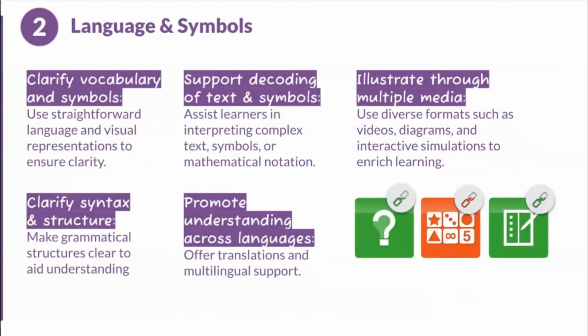In terms of language and symbols, for universal design for learning, you want to make sure that you clarify vocabulary and symbols by using straightforward language and visual representations to ensure clarity. You want to clarify syntax and structure, making sure that grammatical structures are clear to aid understanding. So as you're doing directions or giving them any sort of text, the wording that you're using is appropriate to your audience. You want to support decoding of text and symbols, so you want to assist your learners in interpreting complex text, symbols, or mathematical notation.